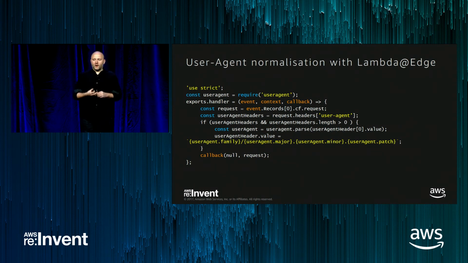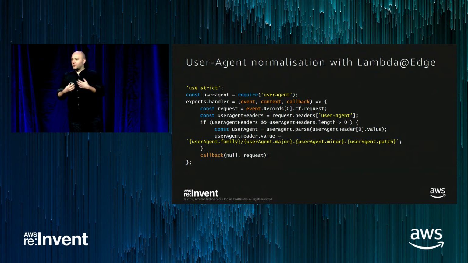So I'm including that into my function. And then if you see the exports handler, this is the function that's going to be executed by Lambda Edge whenever a request comes in from the viewer, from the client. I'm going to get the user agent header. I'm going to check that the user agent header exists. I'm going to feed the value of that user agent header into the user agent module, the library that I'm using. And then I'm going to rewrite the user agent header and set the value so that it's the user agent family / user agent version number.